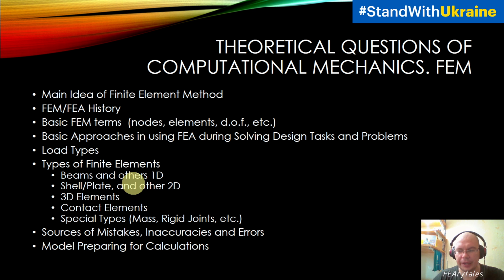For example, plane symmetric, axis symmetric, and so on. We will talk about contact elements and special types of elements: rigid joint, mass, XFEM, and so on. We will talk about main sources of different troubles, of mistakes, inaccuracies, errors, and so on, and how to prepare the model for calculation.